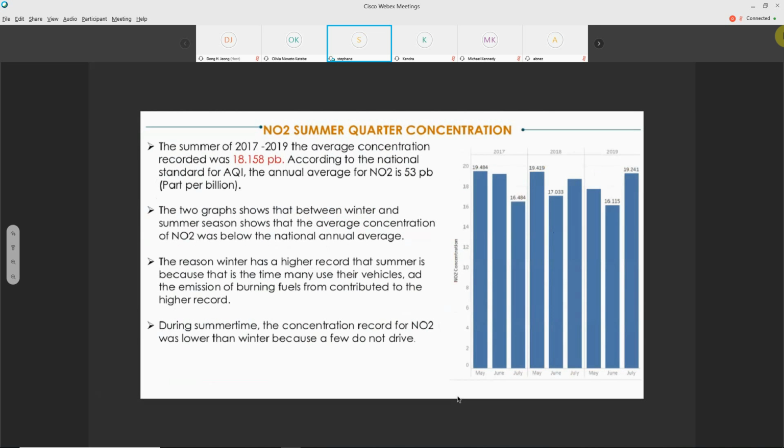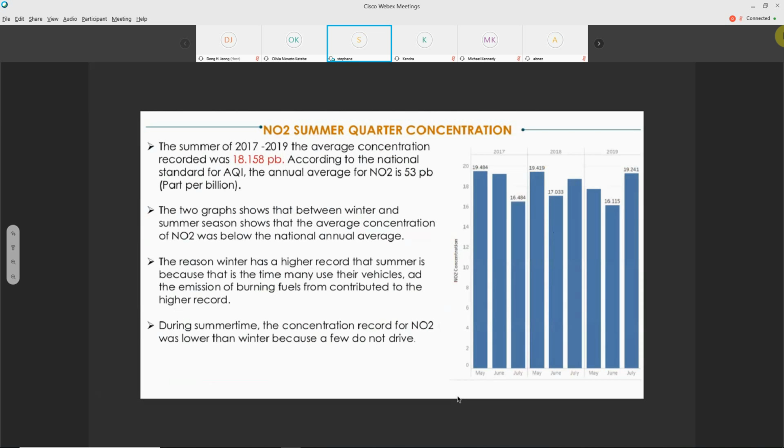So this graph is for the summertime. Like I said before, we filter the data. We use only data from 2017 to 2019. The summer of 2017 to 2019, the average concentration recorded was 18.158 parts per billion. According to the national standard for air quality index, the annual average for NO2 is 53 ppb.